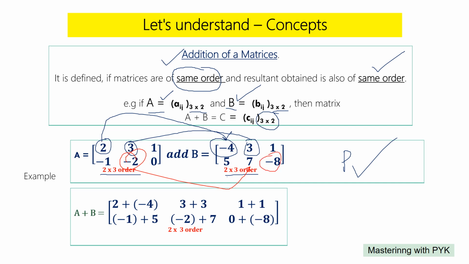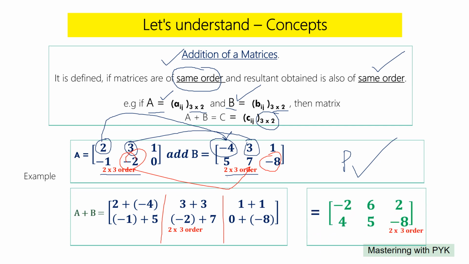So the order remains the same. We have 2 rows and 3 columns. On solving we get 2 plus minus 4 will be minus 2, 3 plus 3 is 6, 1 plus 1 is 2, minus 1 plus 5 would be 4 positive, minus 2 and 7 would be plus 5, and 8 plus minus 8 would result in 0. So the order of the resultant matrix is 2 by 3. So this is how we add. Addition exists only when matrices are of the same order.